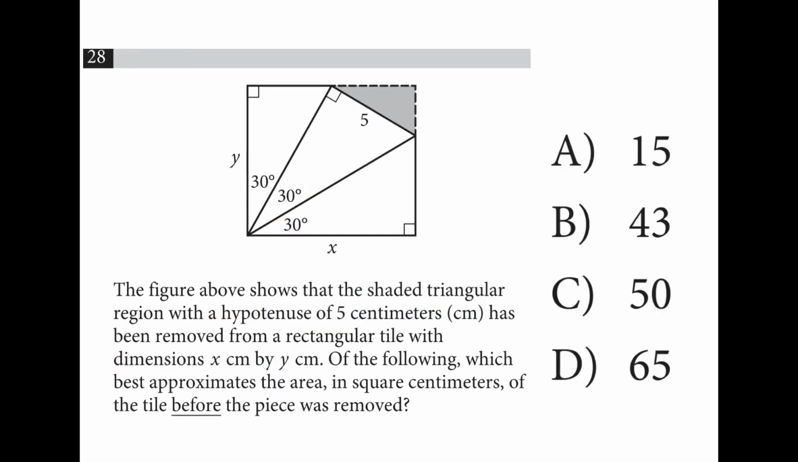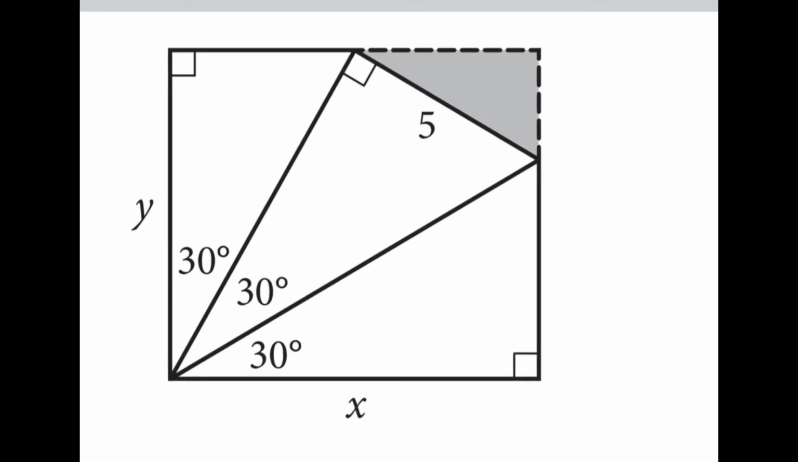So we have several 30, 60, 90 triangles in this diagram. If we start with this one in the middle, we know that this side across from 30, the length is 5, which means the side across from 90, the length is 10. And this one over here is going to be 5 root 3.